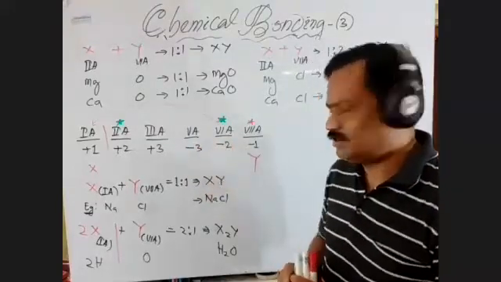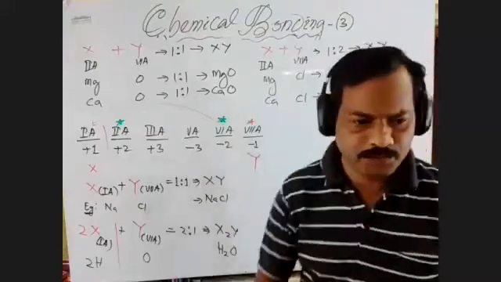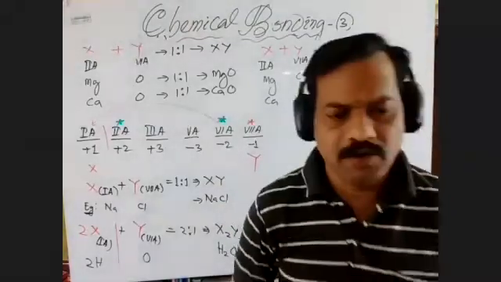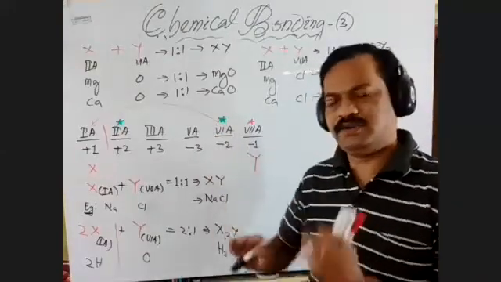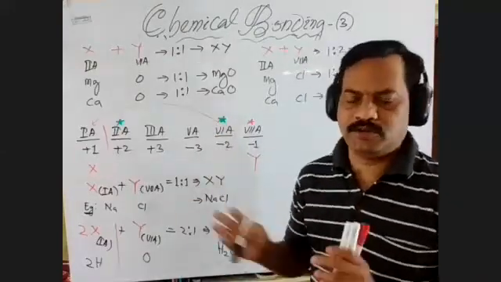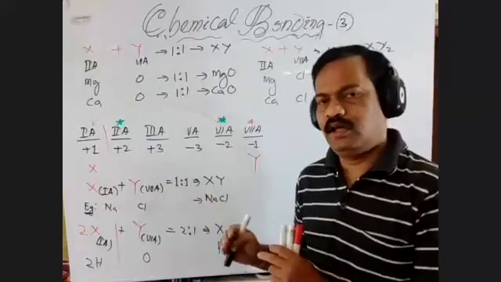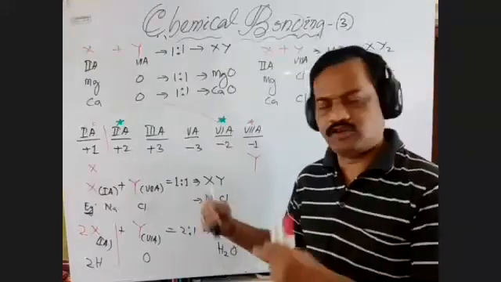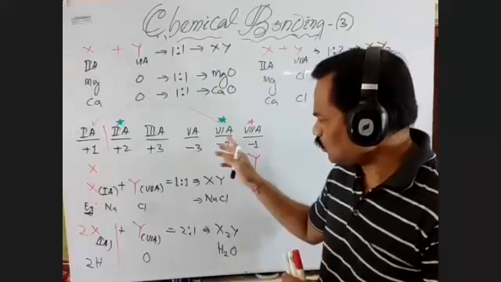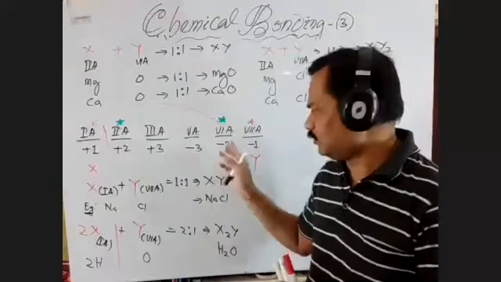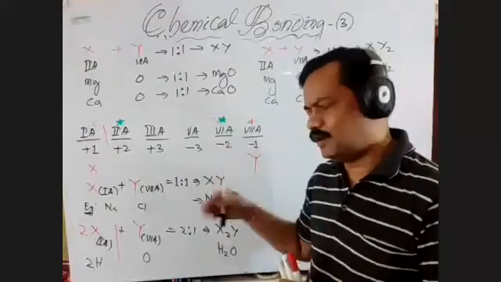Similarly, the sixth A, which we call the oxygen family. They have 6 electrons in their outermost shell, so they have a tendency to gain 2 electrons because there is a shortage of 2 electrons for the octet configuration. That's why they gain 2 electrons and form negative valency or a negative ion.